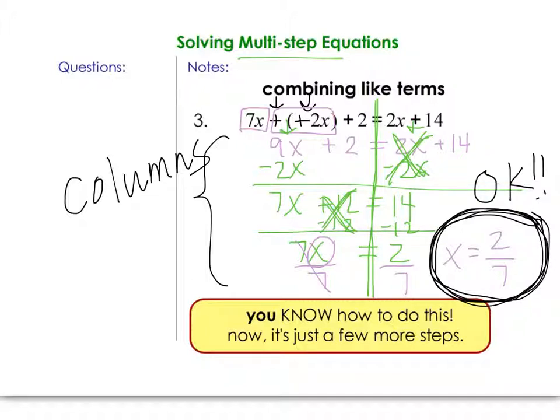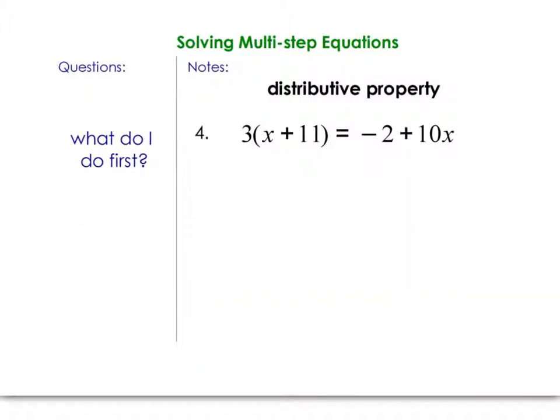If you're ever doubting yourself, just remember, you know how to do this. It's just a few more steps. That's all we're doing, just adding a couple more pieces to my problem. So now I want to do ones with the distributive property. So distributive property means I have to distribute first.